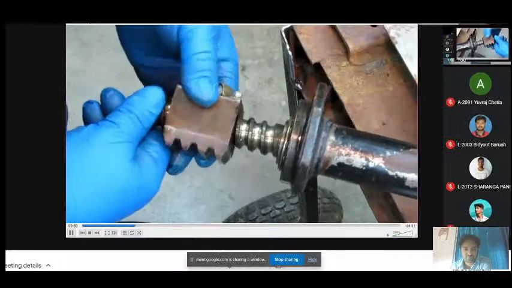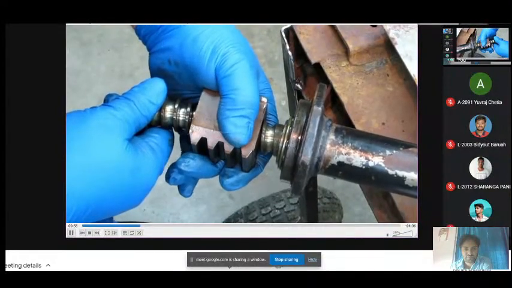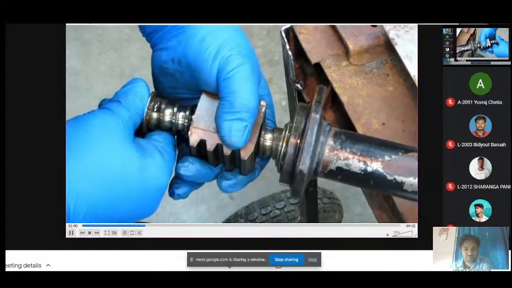There is zero play. There's just a tiny bit of wiggle that way, but linearly, back and forth, there is zero.